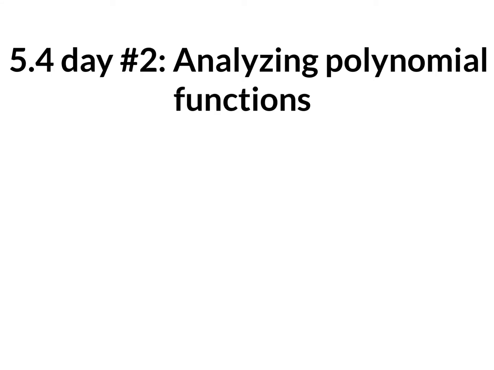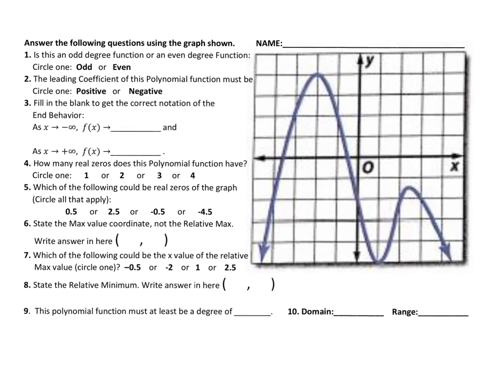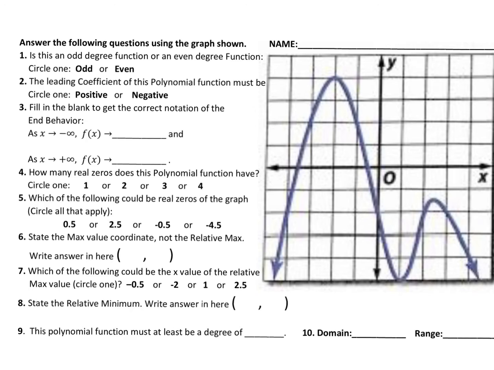This is our second day analyzing polynomial functions, and let's jump right in with this problem right here. I apologize if you can't see from where you're sitting. Number one, it says, is this an odd degree function or is it an even degree function? What do you guys say? Even, definitely even. Now, if you were to explain that to somebody that hasn't been to class yet, what would you say? Why is it even?